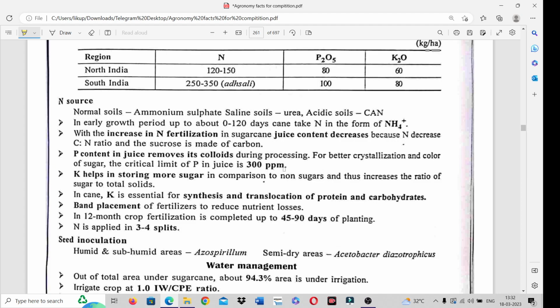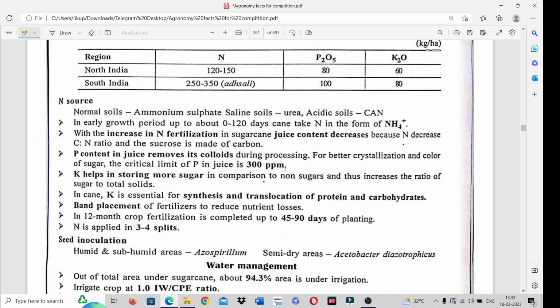Potassium helps in storing more sugar in comparison to non-sugars, and thus increases the ratio of sugar to total solids. In cane, potassium is essential for synthesis and translocation of protein and carbohydrates.